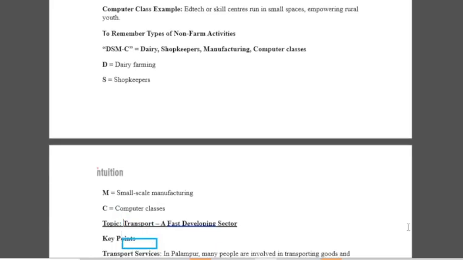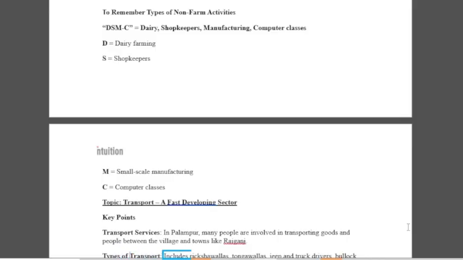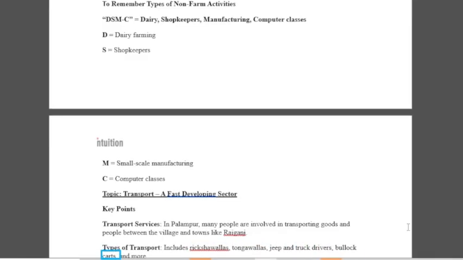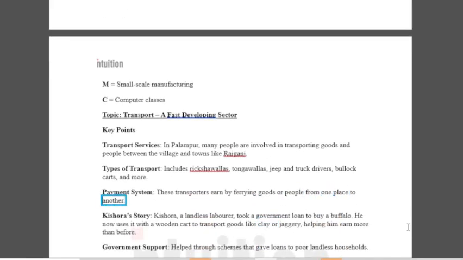Topic: transport, a fast developing sector. Key points: transport services. In Palampur, many people are involved in transporting goods and people between the village and towns like Raiganj. Types of transport include rickshawalas, tongawalas, jeep and truck drivers, bullock carts, and more. Payment system: these transporters earn by ferrying goods or people from one place to another.